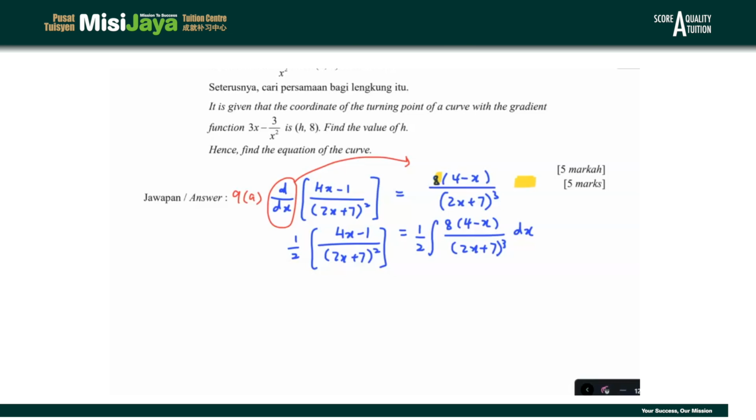So now I can cancel out this divided by 2, this divided by 2. So I got 4 over here already. So here will be 4 integral 4 minus x over 2x plus 7 power 3 dx. Right? So this, I just bring it down.